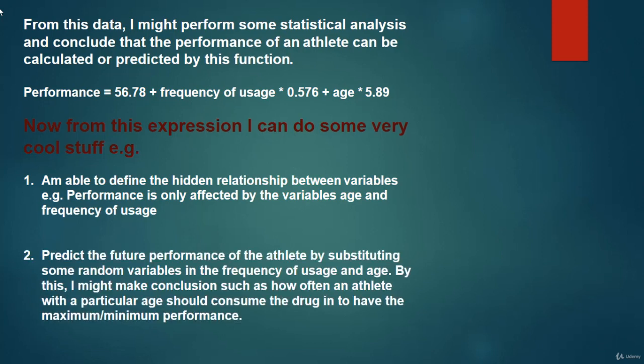And number two, you can be able to predict the future occurrence, or let me say the future performance of the athlete, by substituting random values in this frequency of usage and age. Let us say, for example, you substitute here 40 years of age of the athlete and the frequency of usage, maybe you substitute 2. Then using this function, you can see the result in this performance. And maybe you substitute here 2, the frequency of usage, and maybe here at age, you substitute 30. You might see the performance of this athlete.